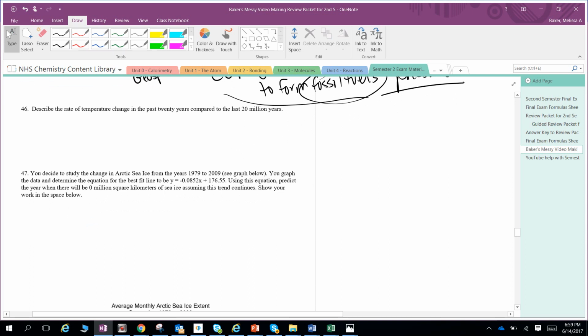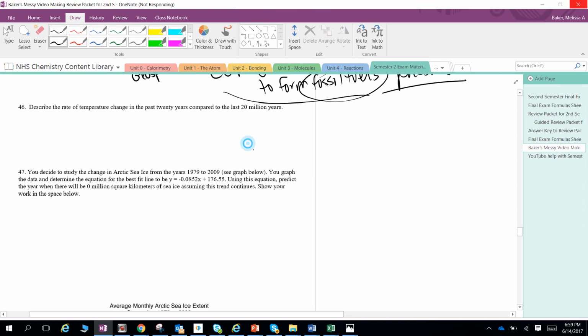The rate of temperature change in the past 20 years compared to the past 20 million years, Earth has seen an increased rate in temperature change.